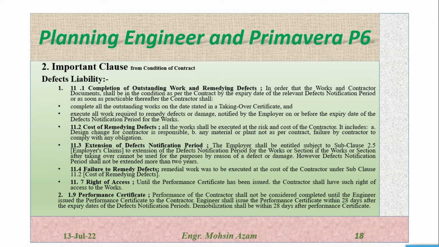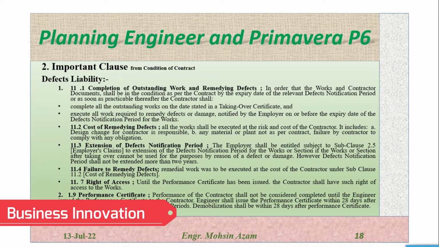So upon the completion of the defect liability period, as it's written here, the contractor has the responsibility to complete all the outstanding work which was stated in the taking over certificate, and to remedy all the defects which the employer instructs the contractor to fix before the expiry of the defect liability period. So as we discussed in TOC, once the contractor receives the substantial TOC for the project, he has to complete all the outstanding work mentioned in it, and he has to remove all the defects and damages notified by the employer before the expiry date of the defect notice period for the work.